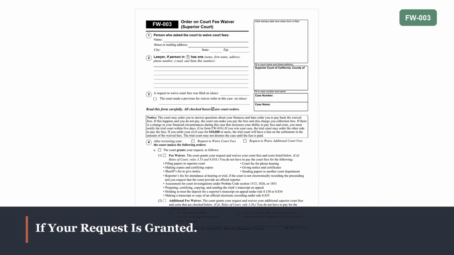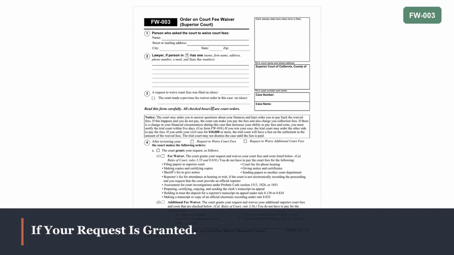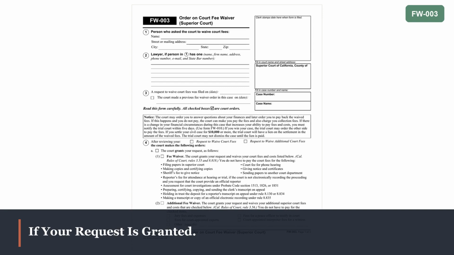If your request is granted. If the court checks the box granting your request, item 4A1, fee waiver, lists the standard court fees and costs you no longer have to pay, including filing papers in Superior Court, making and certifying copies, sheriff's fee to give notice, court fee for a phone hearing, giving notice and certificates, and sending papers to another court department.